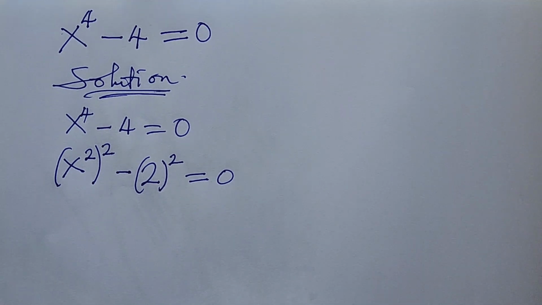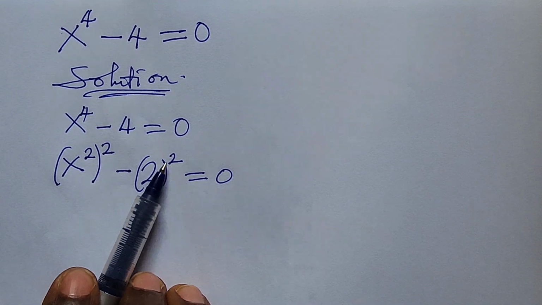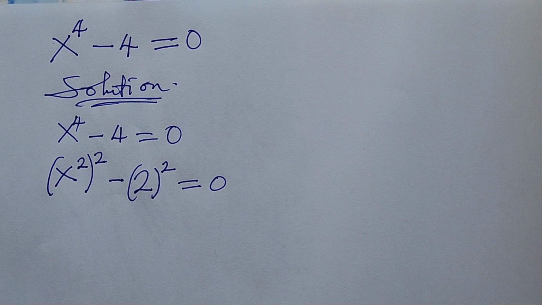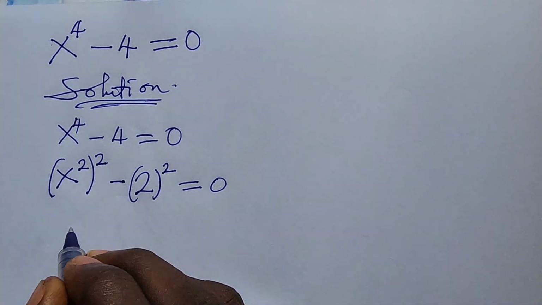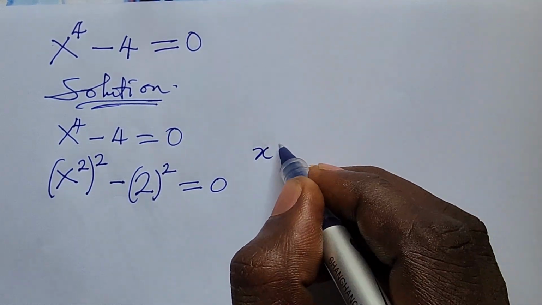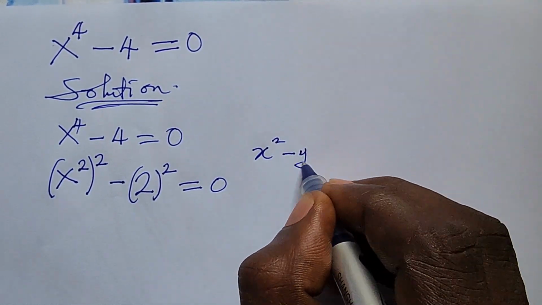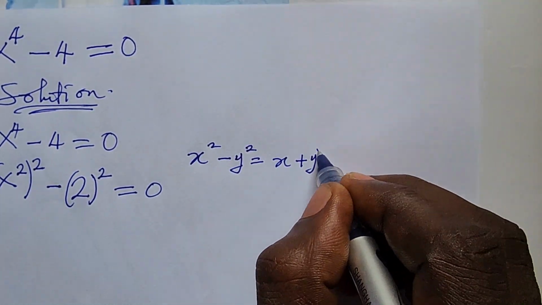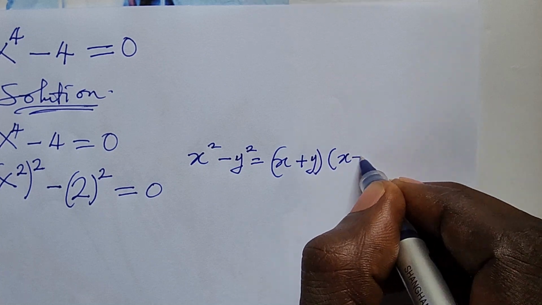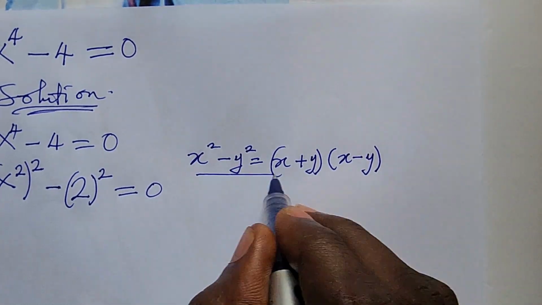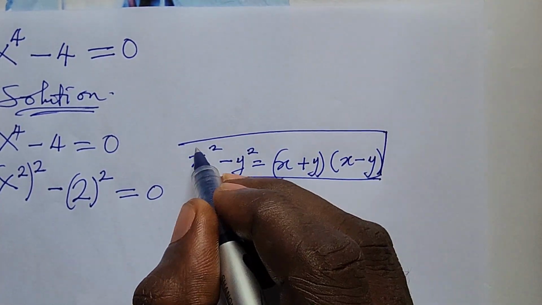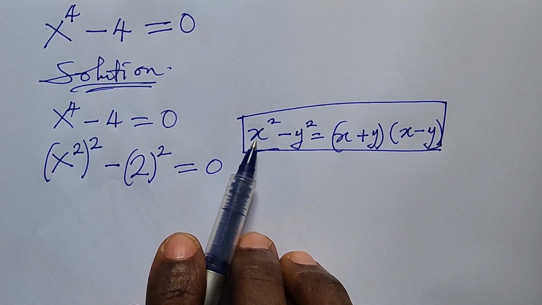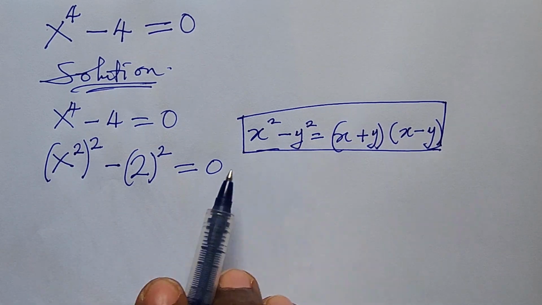Now, what do we do next here? Seeing a square here, and a minus sign here, what comes to mind is difference of two squares. Remember that if we have x squared minus y squared, this is equal to (x plus y)(x minus y). Remember this formula? This is what we call difference of two squares. So what we have here now is similar to this. So x here is our x squared, y here is our 2.